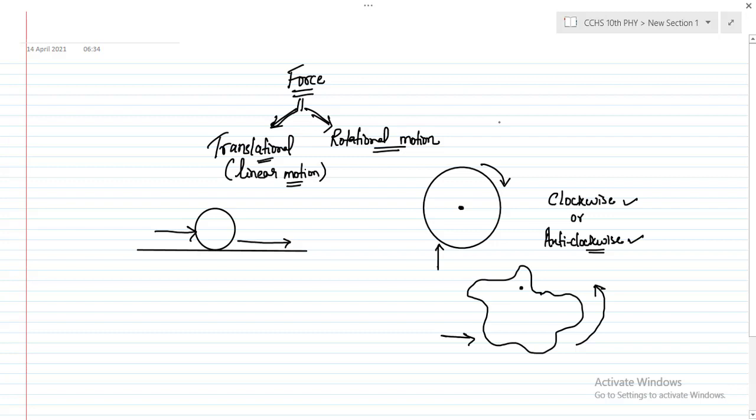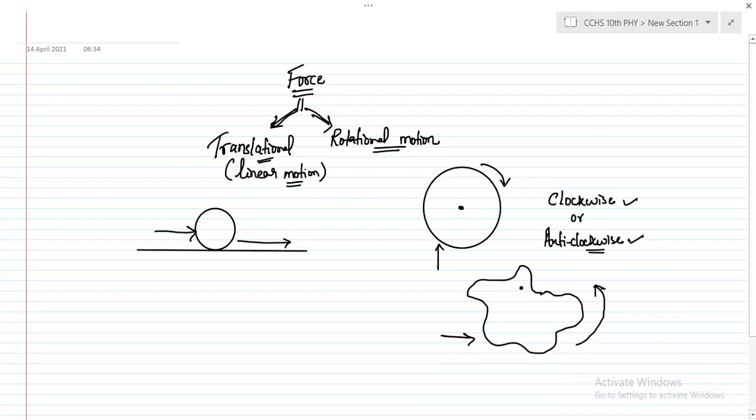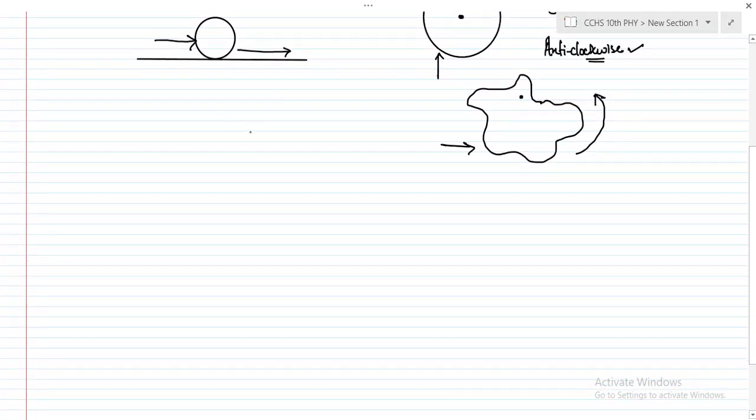So just to summarize, remember, when force acts on a rigid stationary body and the body is free to move, then the body experiences linear motion. But when the body is not free to move, that is, the body is pivoted at a point, the body experiences rotational motion. In this chapter, we won't be studying translational or linear motion, but we have to deal with the rotational motion. And this rotational motion is caused by a force when the body is pivoted.